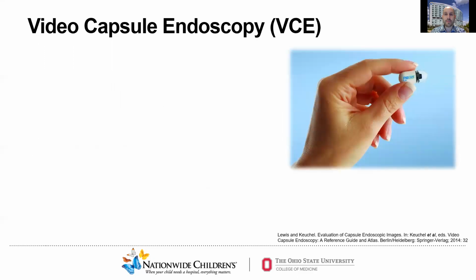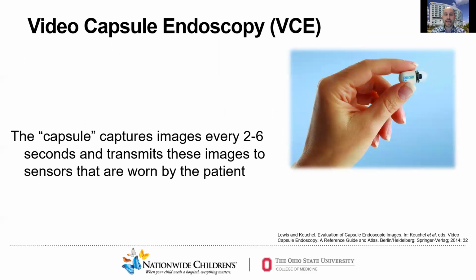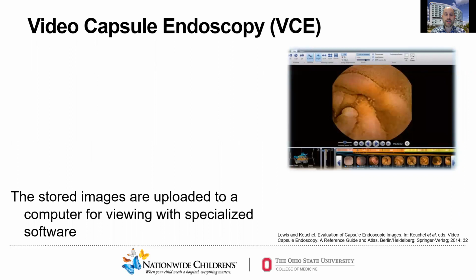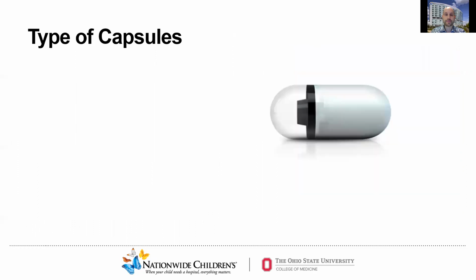Video capsule endoscopy, also known as wireless capsule endoscopy, consists of a pill-sized camera with an internal power supply and a light source that can be swallowed by the patient or placed in the small intestine with an endoscope. The capsule captures images approximately every 2 to 6 seconds and transmits these images to sensors that are worn by the patient. The stored images are then uploaded to a computer for viewing with specialized software. The physician at a later time reviews all the images and identifies any pathology.